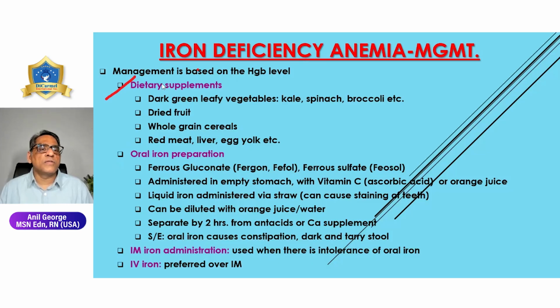So let's look at the first one, the dietary supplements, which include dark green leafy vegetables. Think about the common green leafy vegetables we come across: kale, spinach, broccoli, etc. Dried fruit, whole grain cereals, red meat, liver, egg yolk, etc. They all are a rich source of dietary iron.